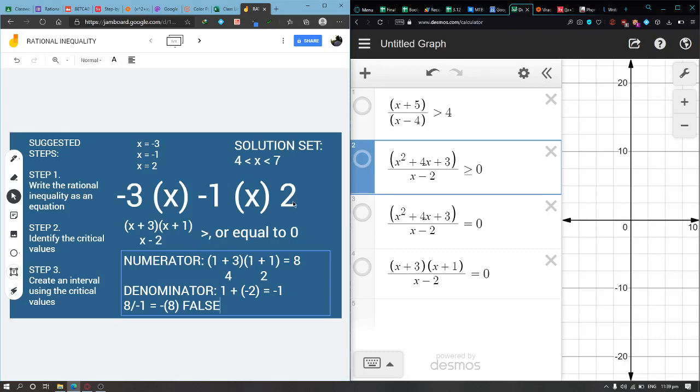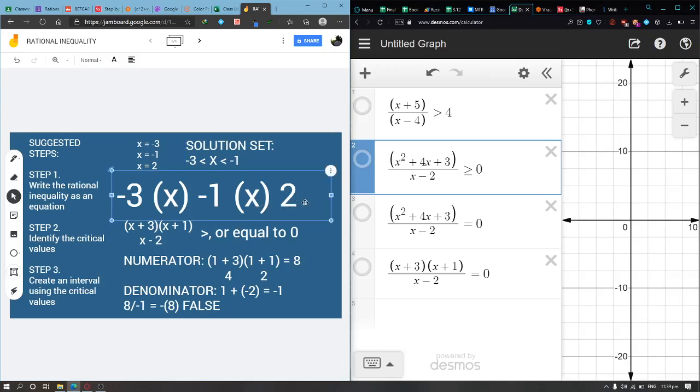Sir, paano naman kung greater than 2? Okay, so ilista natin. Solution set natin, nakita natin kanina, included daw yung 3. So 3 is less than x and x is less than negative 1. Paano naman itong 2?